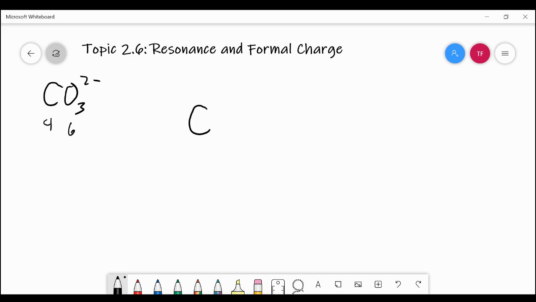So we'll draw the skeletal structure. Next, we're going to draw single bonds between each of the atoms. So 1, 2, 3, 4, 5, 6. Then we're going to fill in the octets on the valence electrons for the oxygens. So we have 2, 4, 6, 8, 10, 12, 14, 16, 18, 20, 22, 24. So at this point, we have all 24 valence electrons accounted for.